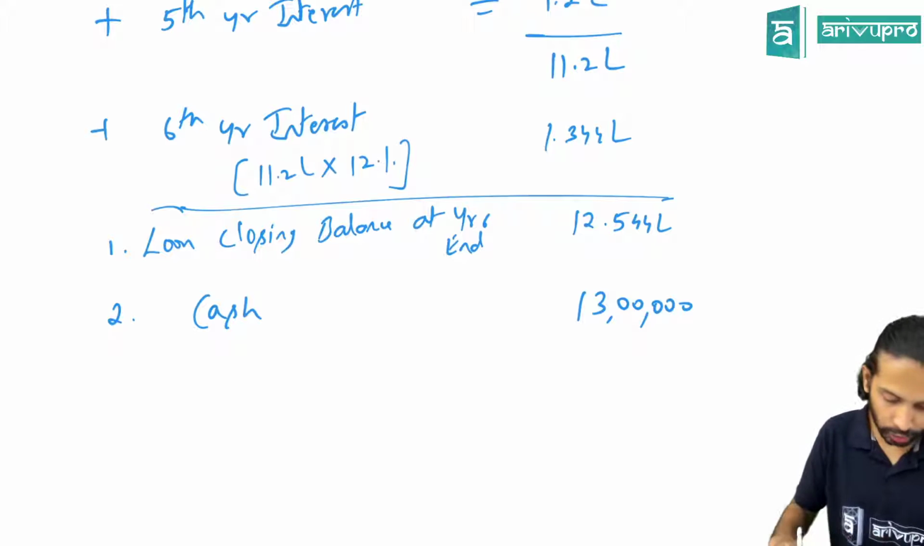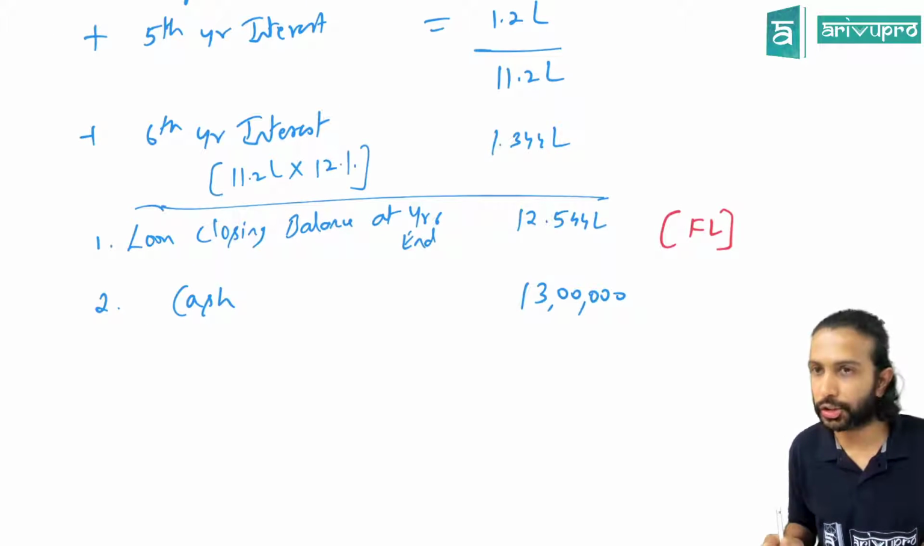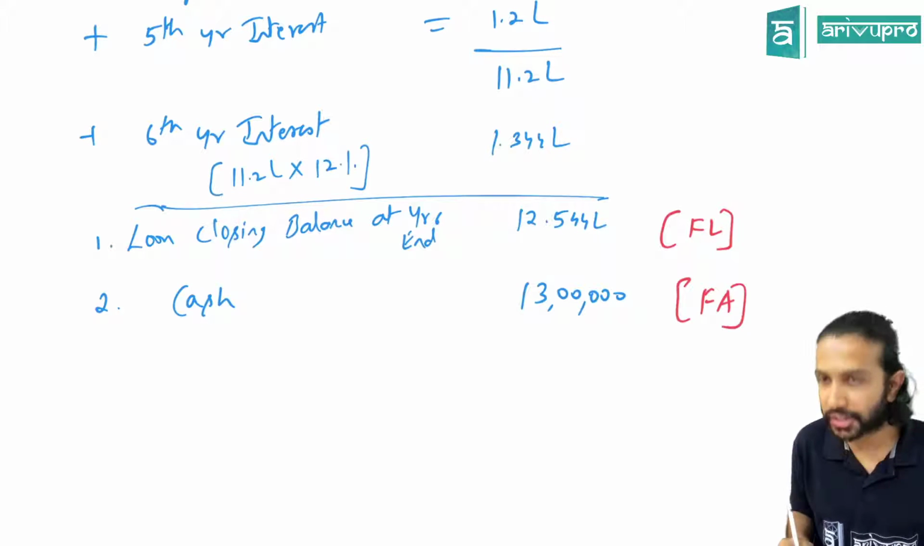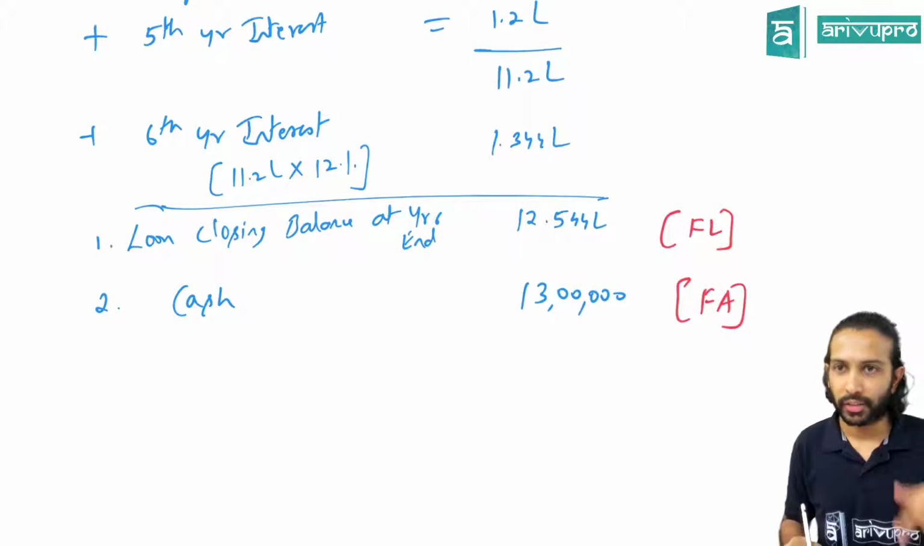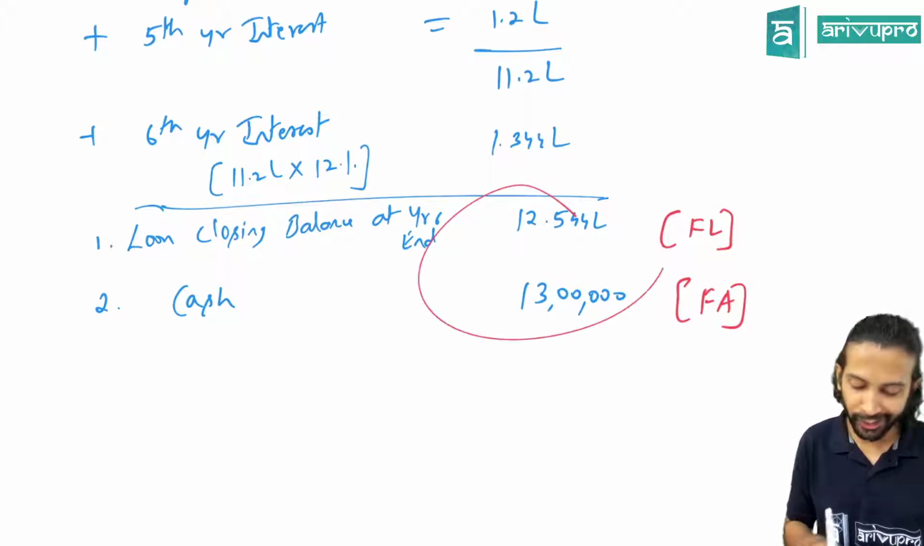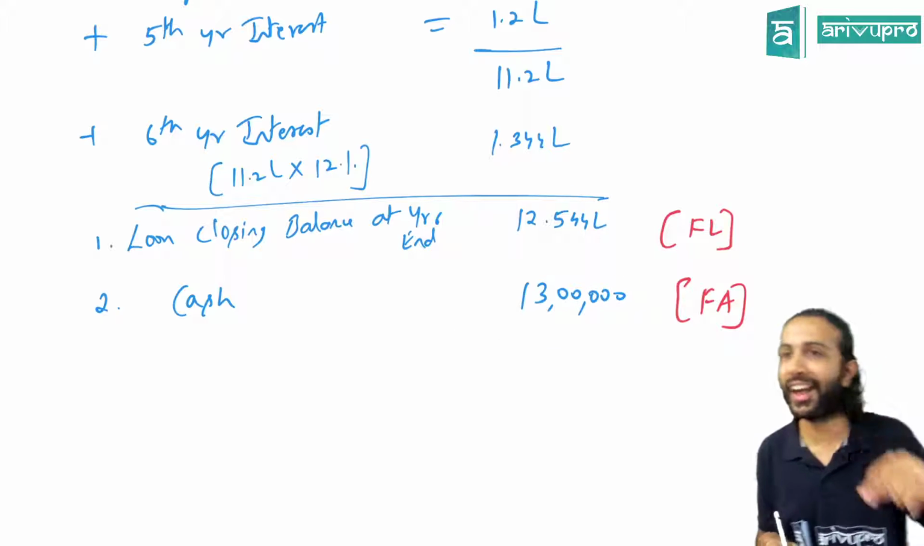Now pay close attention to this, sir. Is this a loan? Loan, we have a contractual obligation to pay cash. Financial liability. We are giving cash, so cash is a financial asset. That means what are you doing? You are exchanging a financial liability with a financial asset under... instead of paying 12.54 lakh, you are paying 13 lakh.